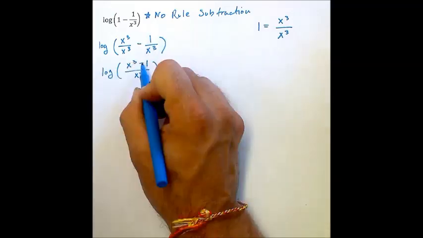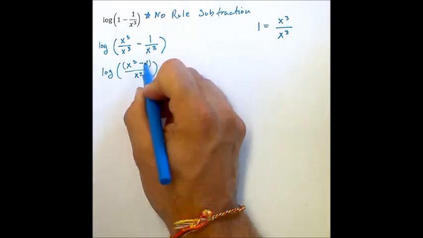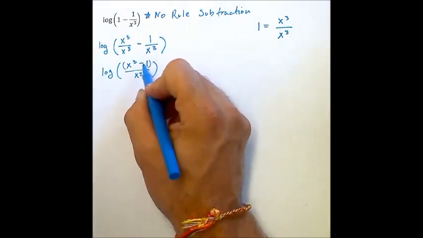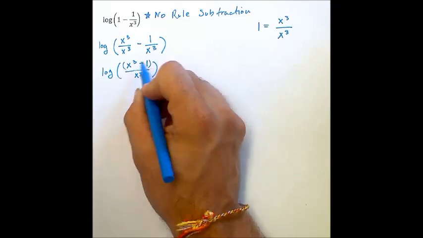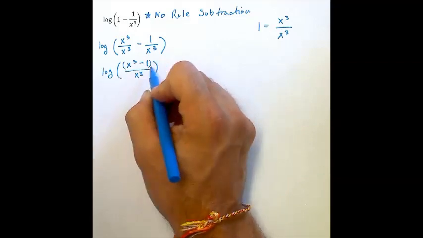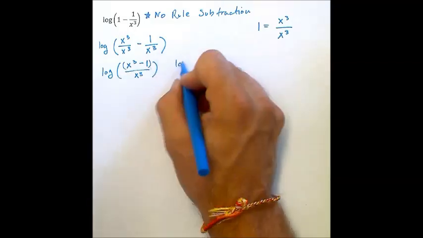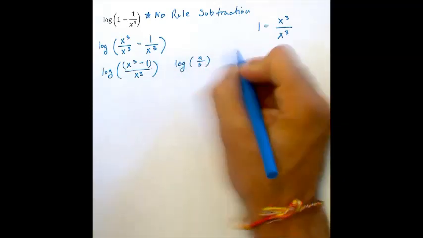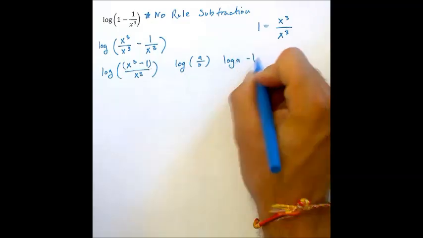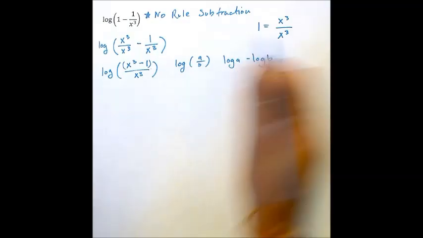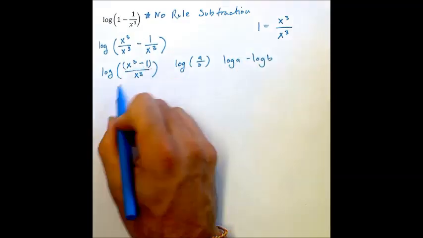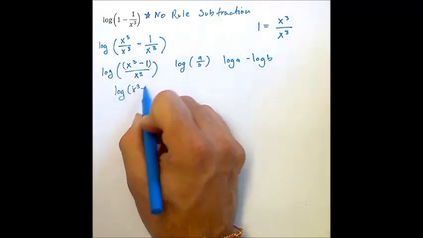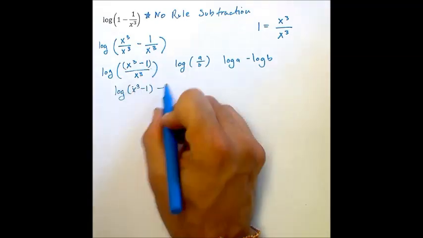And what this allows me to do is start to use the quotient property, because what we have is some division. We have a quantity over a quantity. So the quotient property of a logarithm tells us that I can expand this to log A minus log B. So that's exactly what I'm going to do. And I'm going to make this log of x^3 minus 1 minus log x^3.